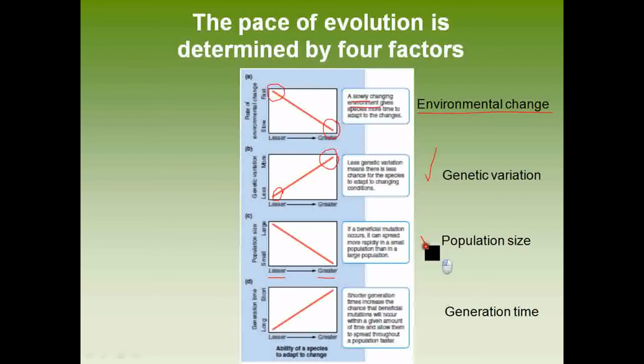Population size is another big thing. Small populations can benefit from beneficial mutations. Of course, the opposite is also true. A small population can be harmed much more quickly. In large populations, you cannot see the phenotype of the new beneficial phenotype. And then the last one here is generation time.